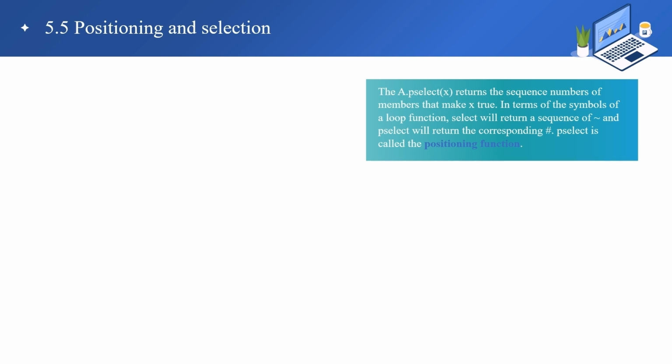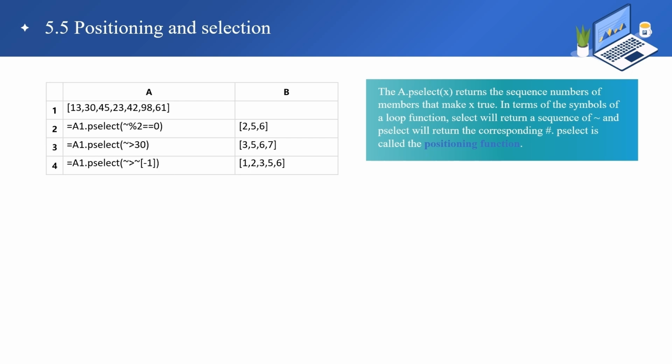Let's try. We expect the result of column A to be the value of column B, but it is not. A2, A3, and A4 return 2, 3, and 1 respectively, which is only the first value in the sequence of column B. What's going on? It turns out that the pSelect function is defined such that it only returns the first hash that satisfies the condition. So, what should we do if we want to return all the qualified hash like select? Just add @a after the function name.